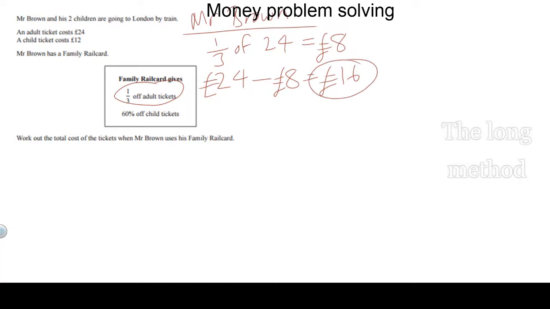So that's for Mr. Brown, £16. Right, for the children, it's a bit more complicated. It's 60% off. Right, by the way, with Mr. Brown, you could have worked out 2/3 of 24. That would have given you £16. That would have been a lot quicker. So dealing with children.